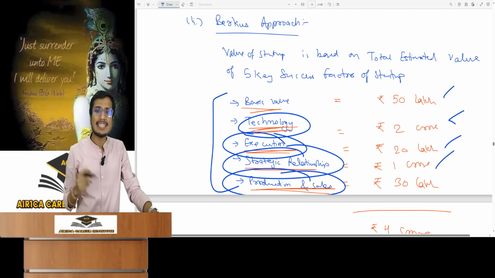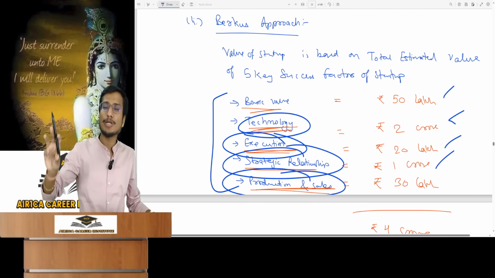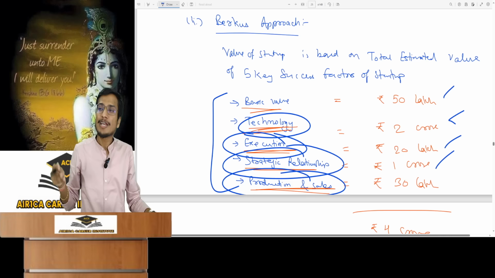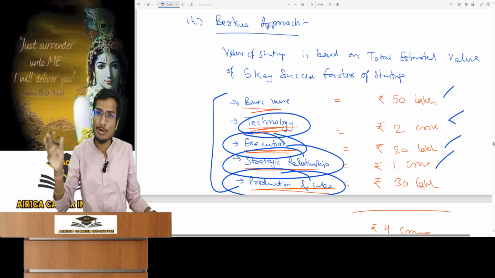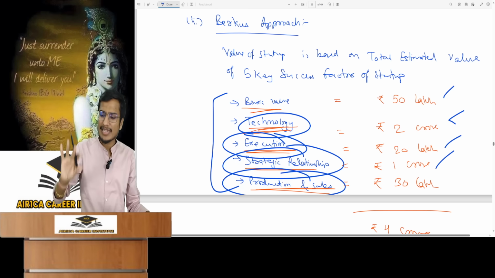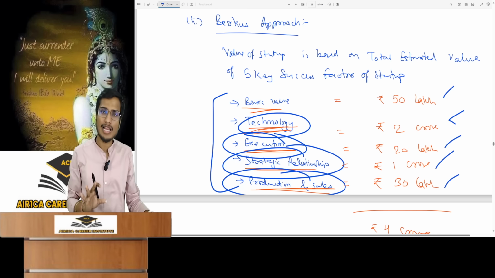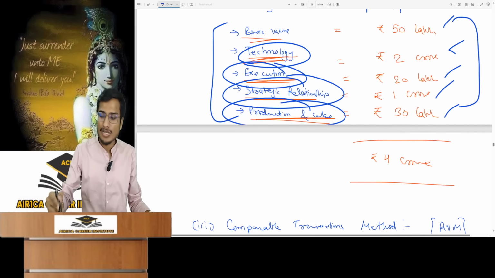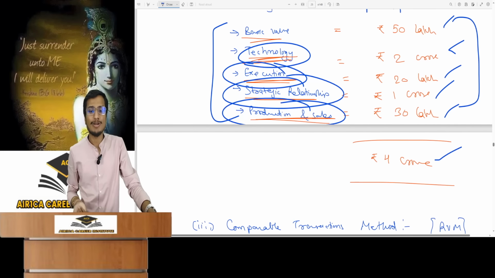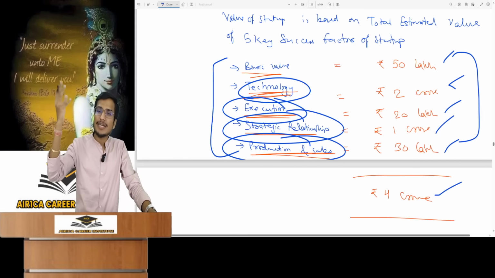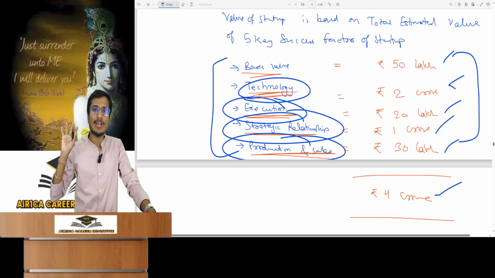Its production and sales. How many units is the startup producing and how many units is it selling? More units produced mean more sales, justifying further production. For its initial phase and current production, I valued it at 30 lakh rupees. So just total this, 4 crore is the startup's value. You estimate the value of the 5 key factors and their sum is the startup's valuation.